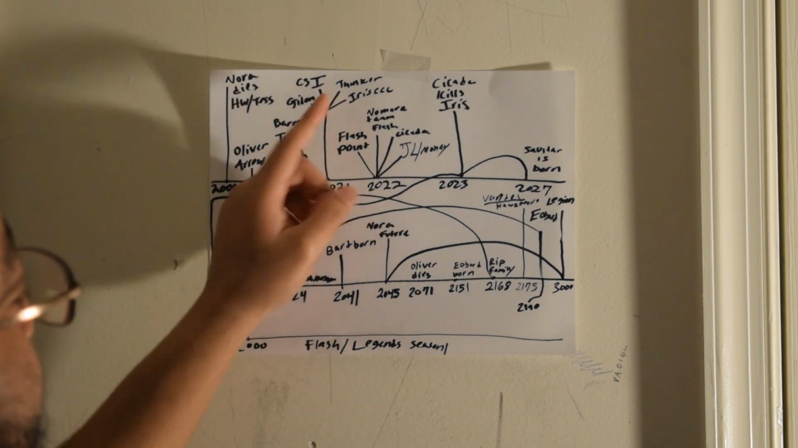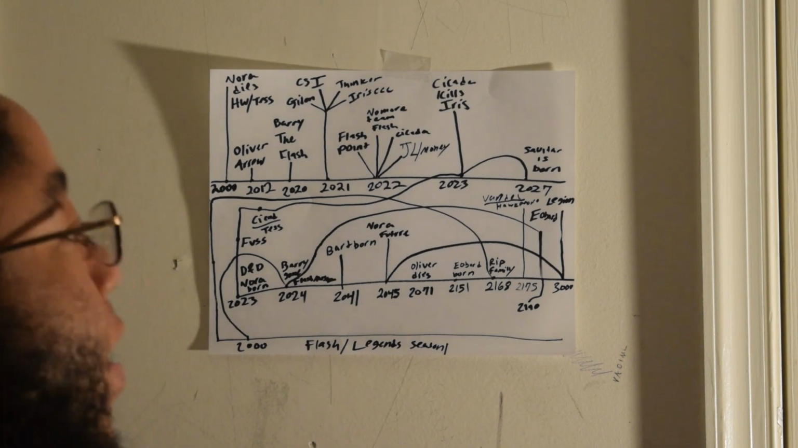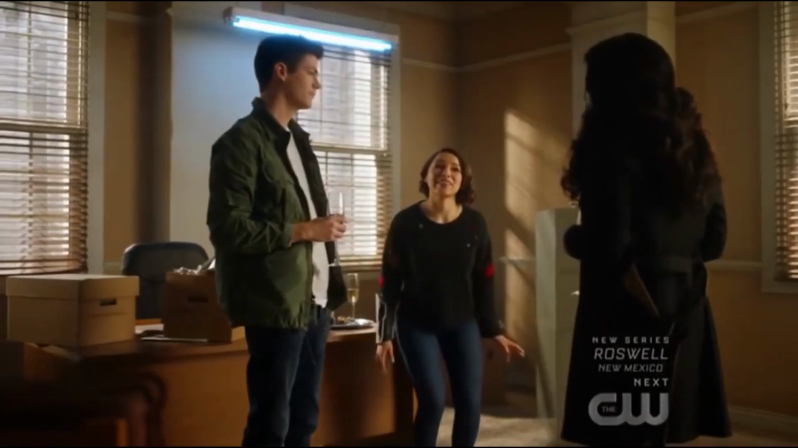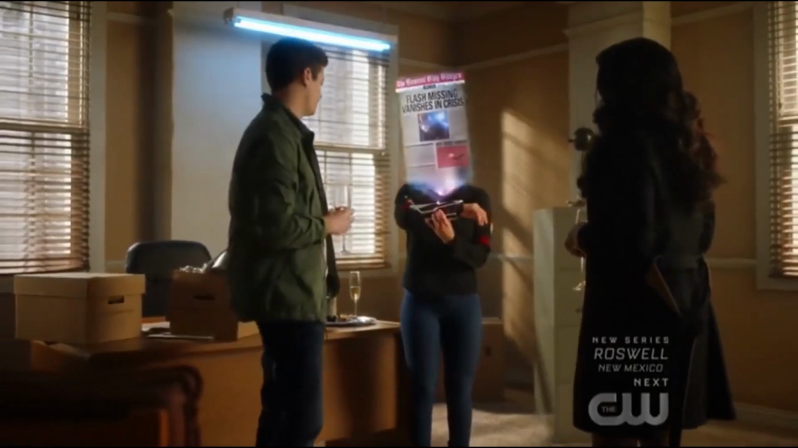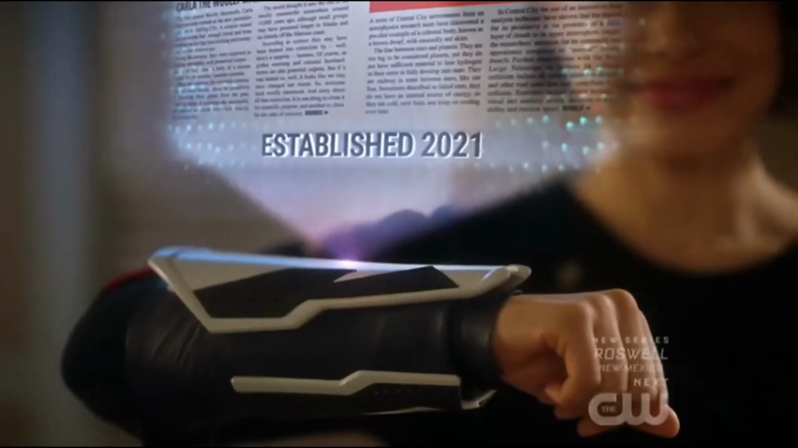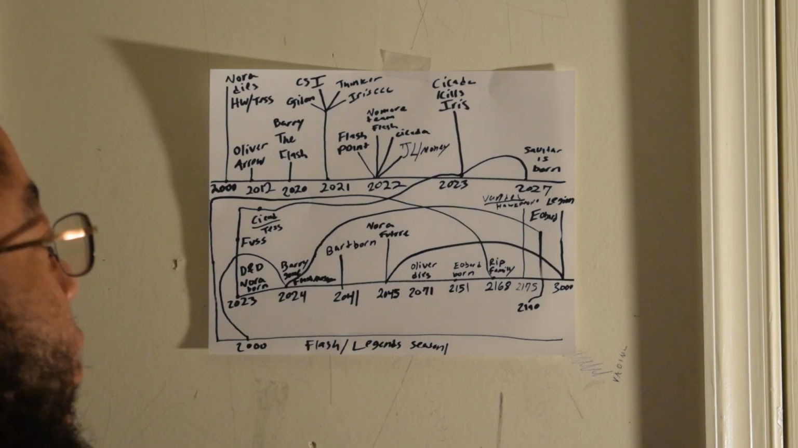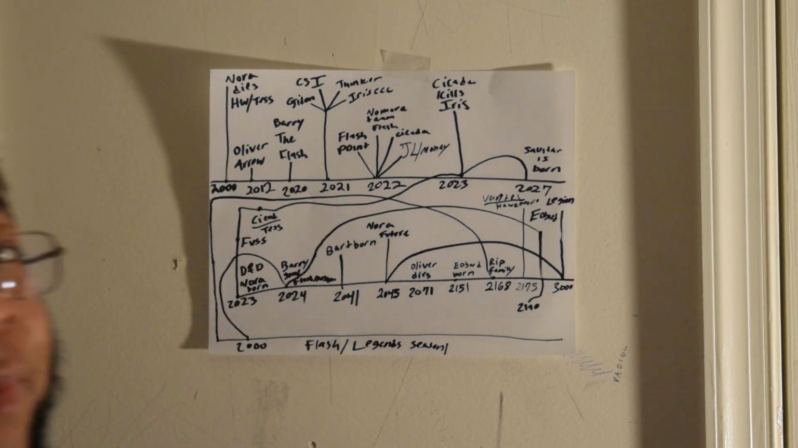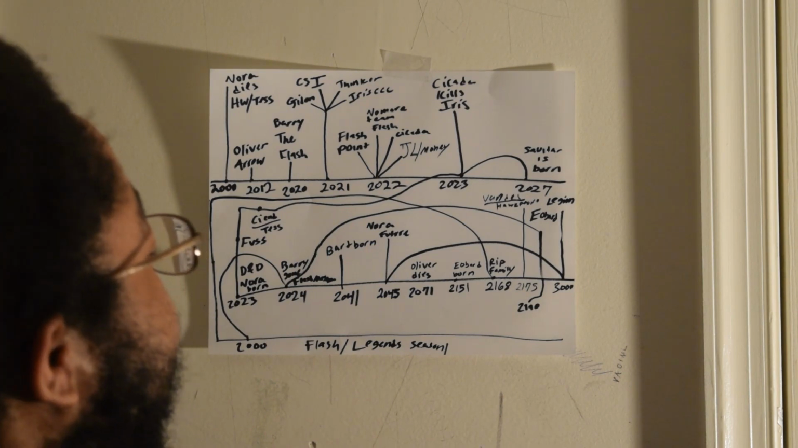Iris creates the Central City Citizen. Now, this was shown in Flash Season 5. I just have to tell you one little thing. See that ledger down there? That's the year the paper was founded. In my time, 2021. You're changing the future already. Maybe not in the original timeline. It was established in 2021, but hey, I'll take what I could get.